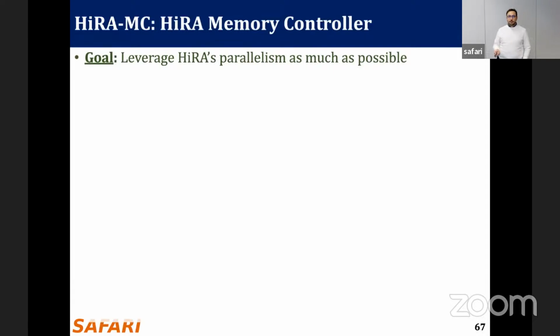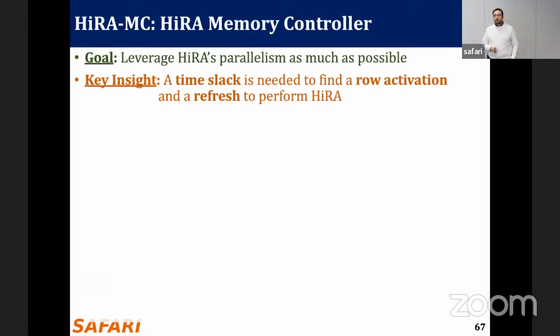So now we move to the mechanism, HiRA memory controller. Our goal is to leverage HiRA's parallelism as much as possible. And for that, we leverage the key insight that a time slack is needed between a row activation and a refresh to perform HiRA, because we cannot parallelize every refresh operation with every activation, right? So we need to find the pairs of rows that we can perform this parallelism with.